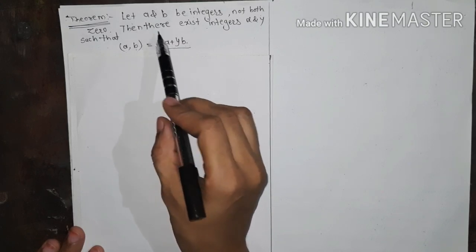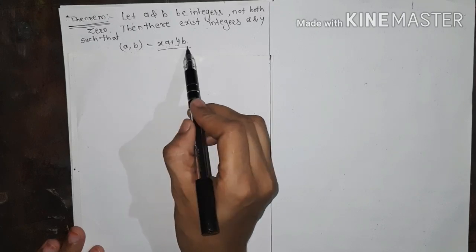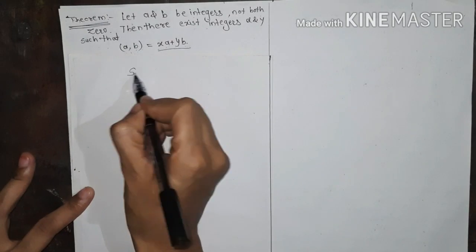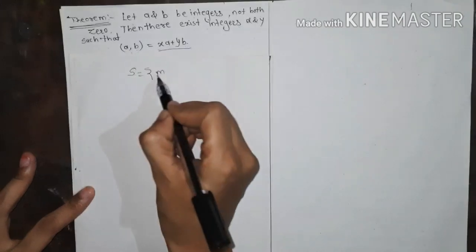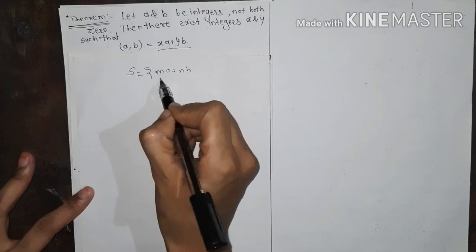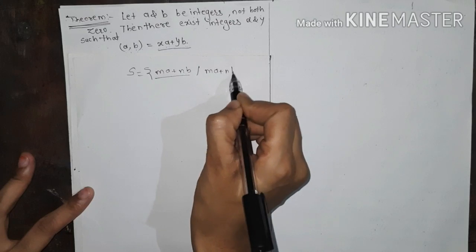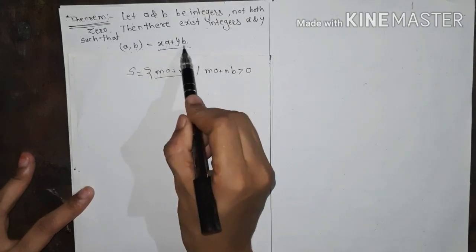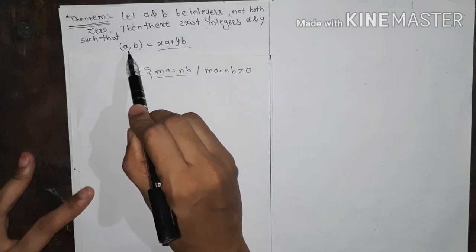We quickly see how to prove this theorem. To prove that the GCD is a linear combination, we start with the theorem that S is the set of linear combinations of A and B. That is, we take the set S as MA plus NB, the set of all linear combinations of A and B, where MA plus NB is positive, because we want the linear combination of A and B to be the GCD of A and B.